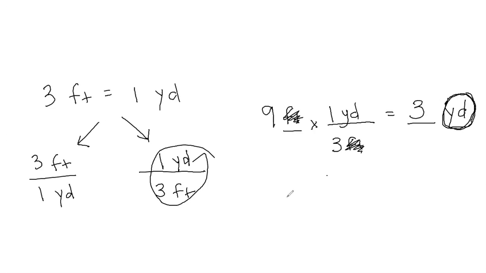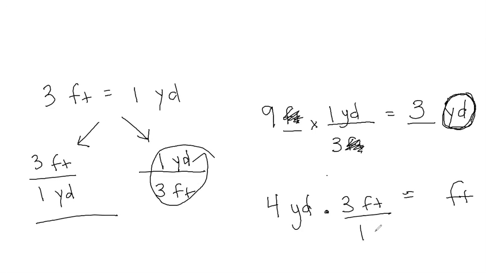Alternately, I could say 4 yards equals how many feet? And then I would pick the other conversion factor because I want feet now. So I'd say 4 yards times 3 feet per yard equals 12 feet, because the foot stays, but the yards are going to cancel each other out.